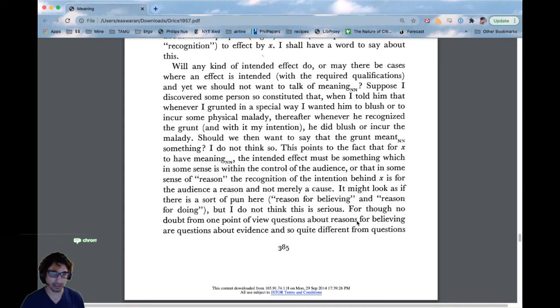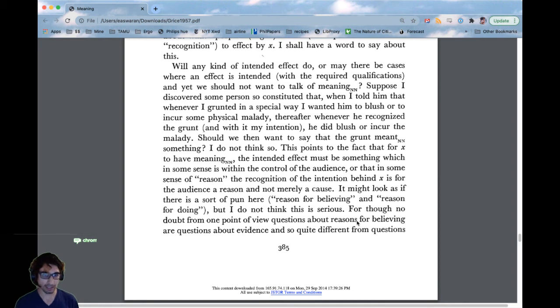This points to the fact that for X to have meaning, the intended effect must be something which is in some sense within control of the audience, or that in some sense of reason, the recognition of the intention behind X is for the audience a reason and not merely a cause. And here, this distinction between reasons and causes is a really important one in philosophy generally, in ethics, in language, in all sorts of things.